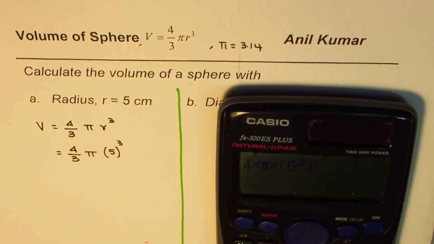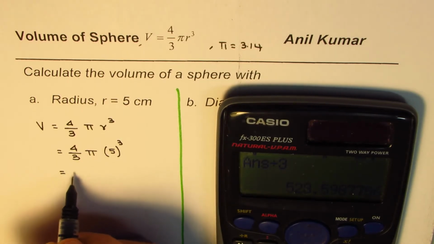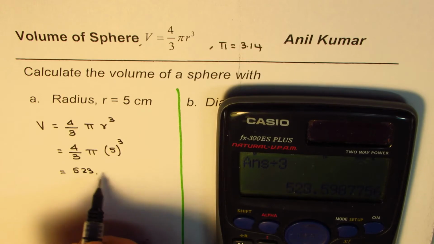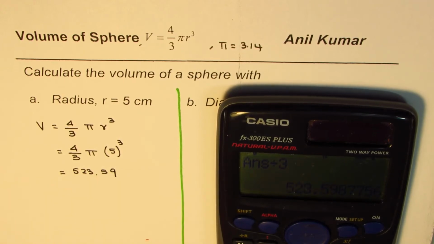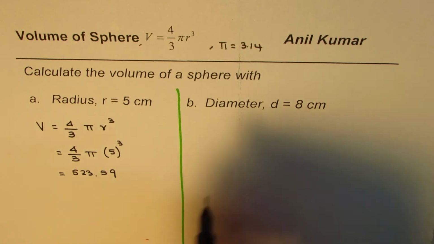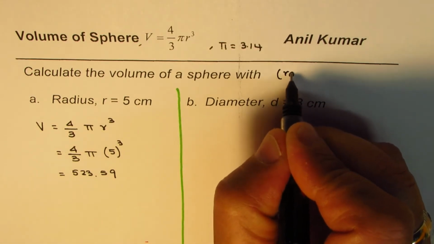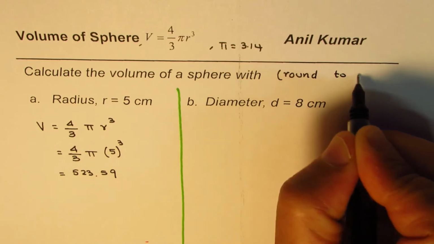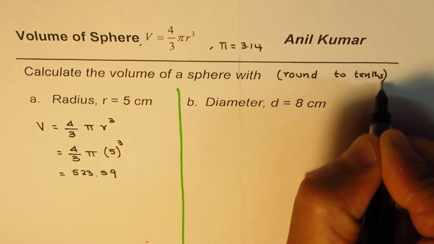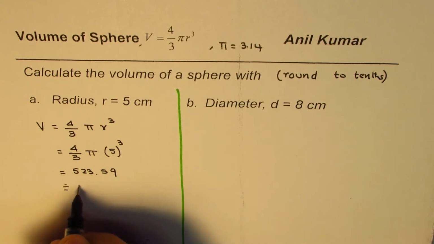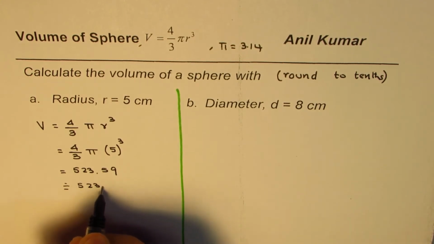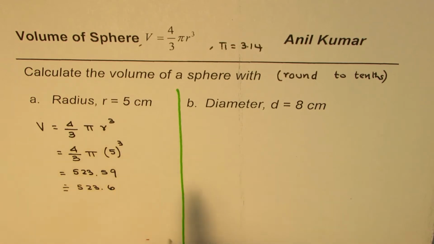So we can calculate all these products first and then divide by 3. Do you get the idea? Divide by 3. So we get our answer. This calculator gives it in pi. We could change this to decimals. So that is equal to 523.59. So let's round this answer to one decimal place. We'll round the answers to tenths. So if you round to tenths, one decimal place, you get this as 523.6. And what should be the units?